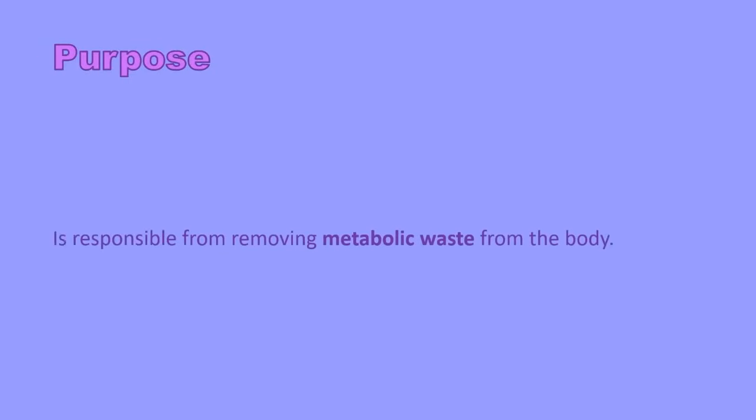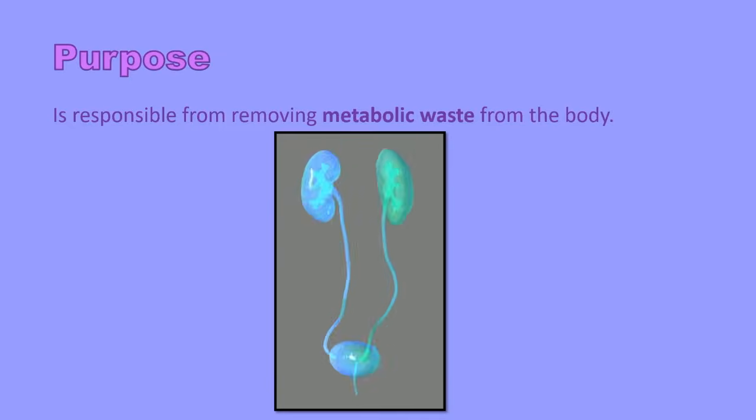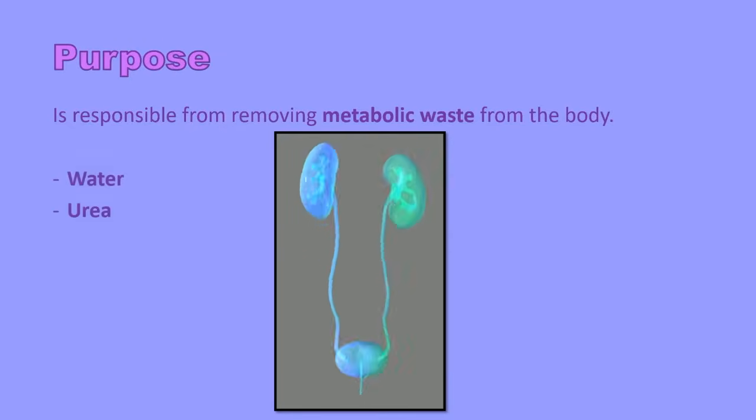So what is the purpose of the excretion system? The excretion system is responsible for removing metabolic waste from the body. These are things like water, carbon dioxide, or urea.